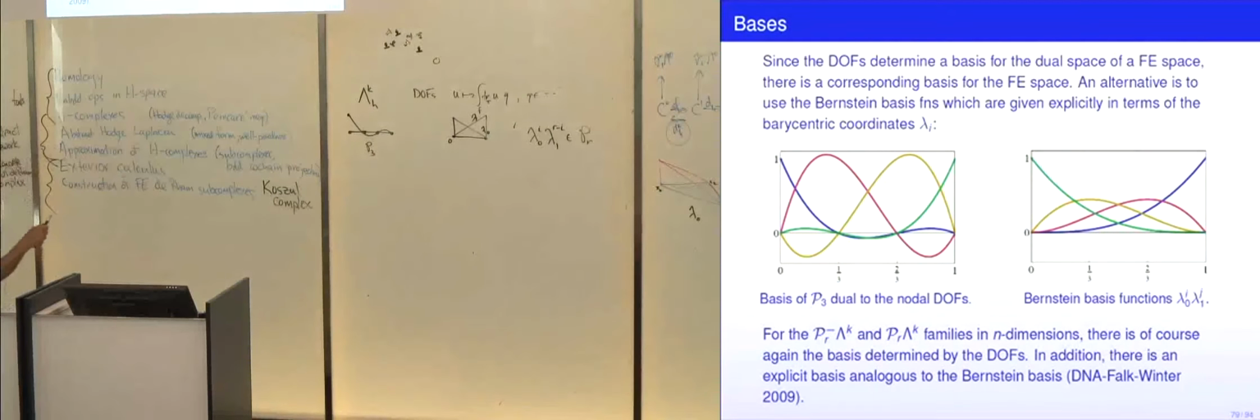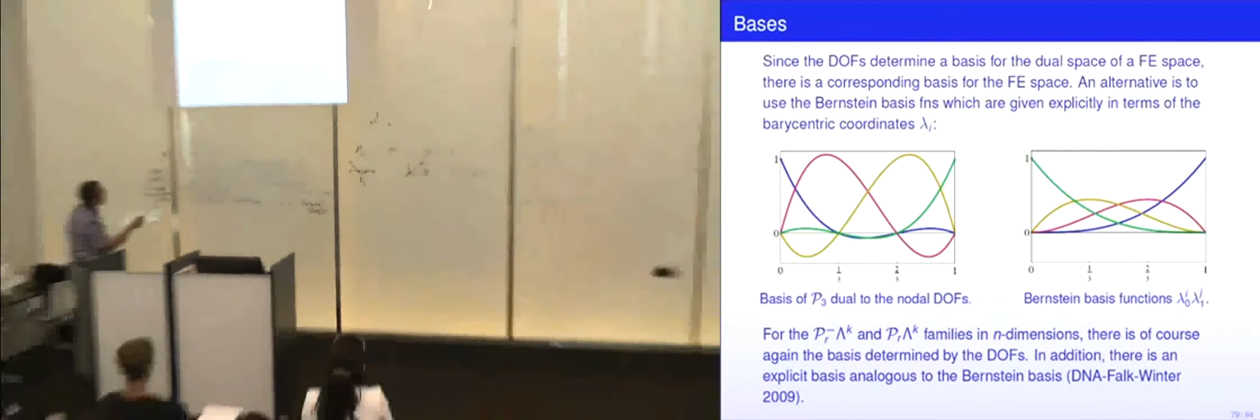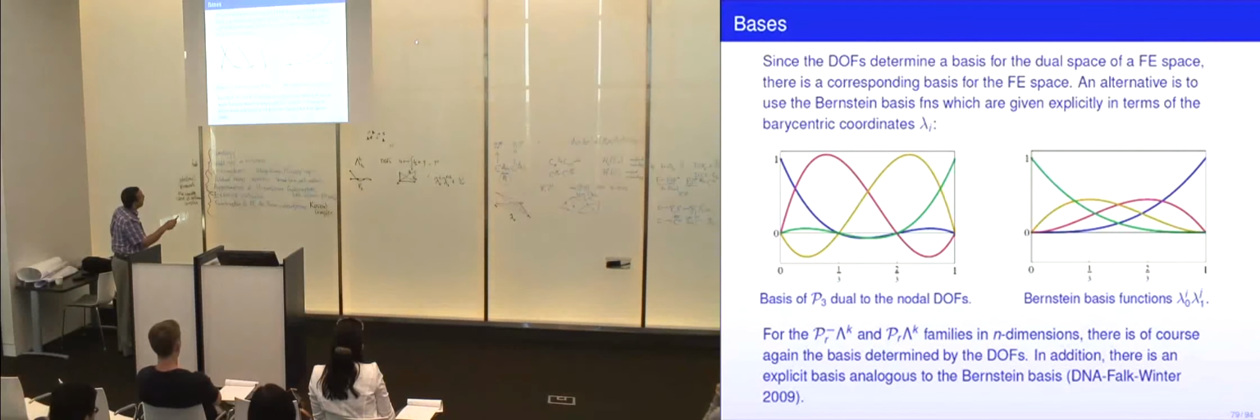And those are shown here. So this is lambda 0 cubed, and this is lambda 0 squared lambda 1, and lambda 0 lambda 1 squared, and lambda 1 cubed. And that also is easy. Well, these obviously span P3, so that gives us another basis.